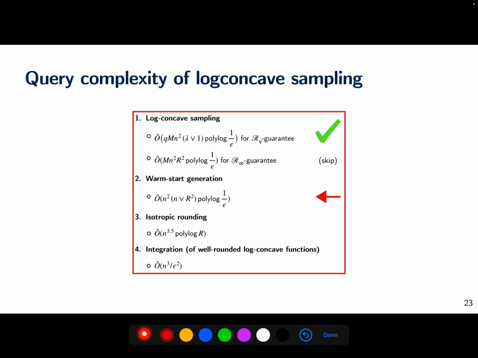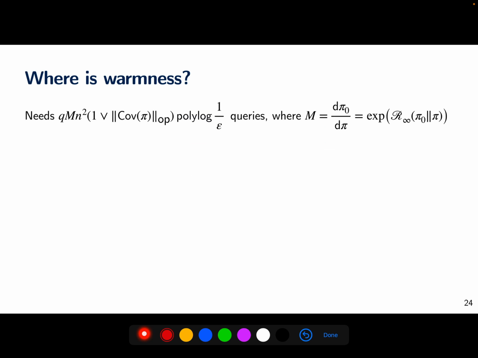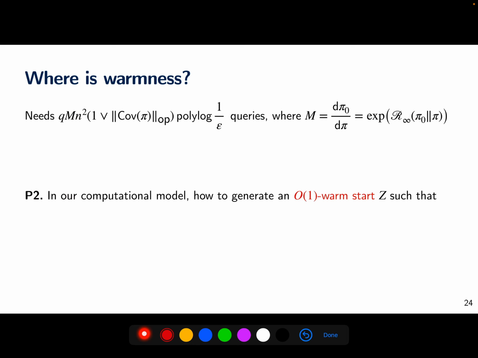So yeah, we just covered the first line here. We have another result for achieving a Renyi infinity guarantee, but we skipped this result in this talk. And now let's move on to warm start generation. So like I already mentioned earlier, we have linear dependence on m. So we want to find some good warm start, which is an O(1) warm start, such that the Renyi infinity divergence between the law of z and phi is O(1).